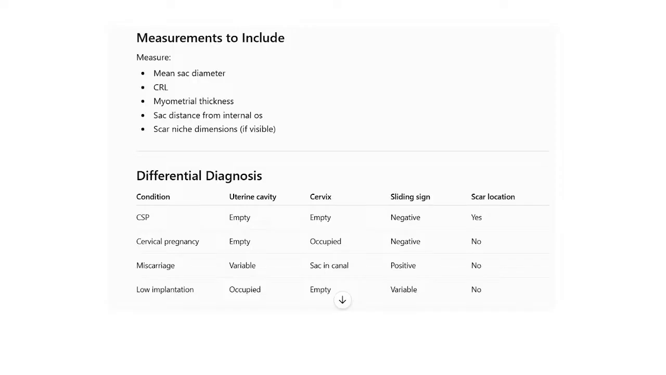The scar location, there's no scar location. So the low implantation: occupied within the uterine cavity, the cervix is empty, the sliding sign is variable. Then the scar location, no, it's not within the scar itself.